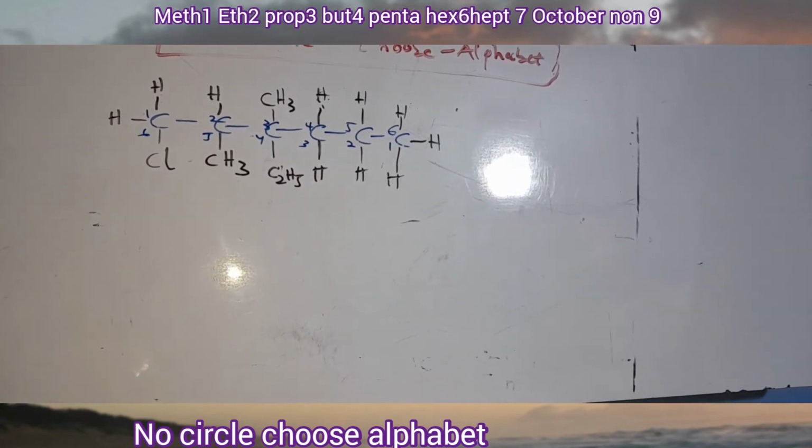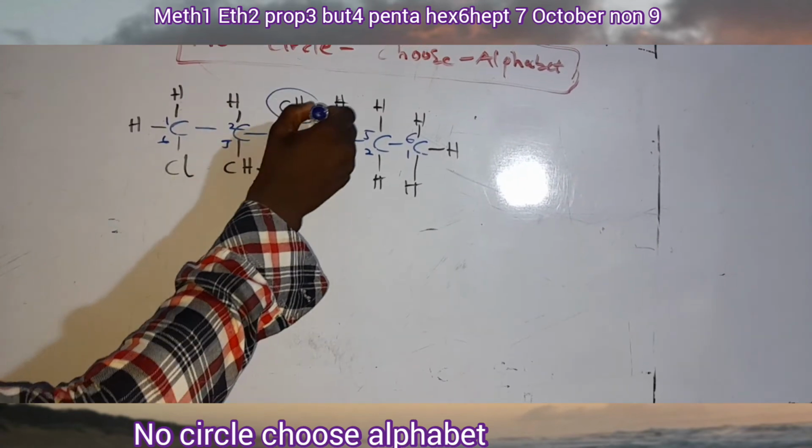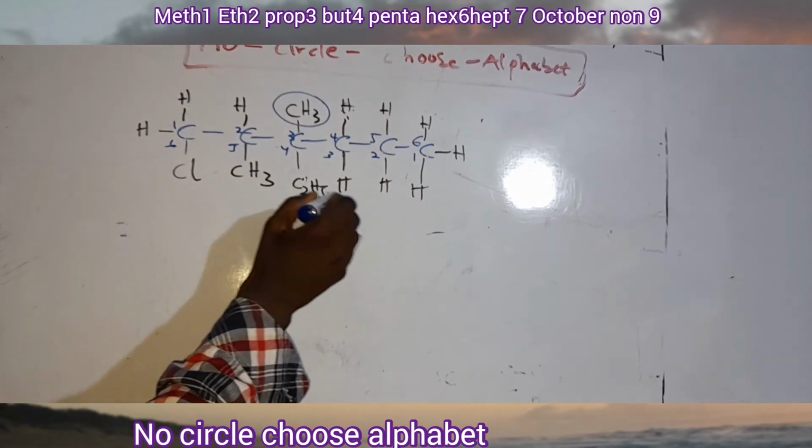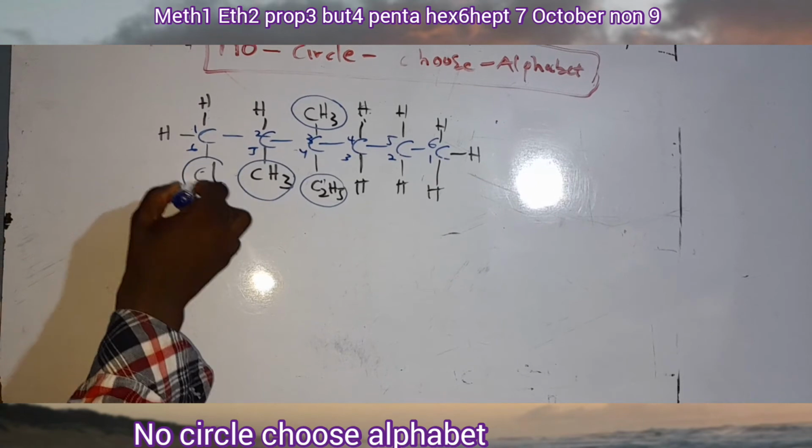So I'll go opposite: 1, 2, 3, 4, 5, 6. Now that I've finished, I'll go around. Wherever there is no hydrogen, I'll circle it. This has no hydrogen, I'll circle it. This has no hydrogen, so I'll circle it. This is also no hydrogen, I'll circle it. Chlorine also has no hydrogen, I'll circle it.